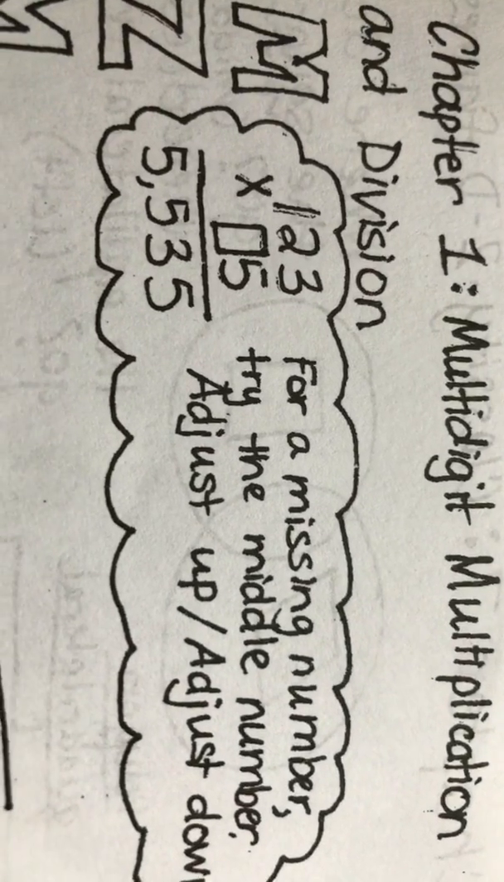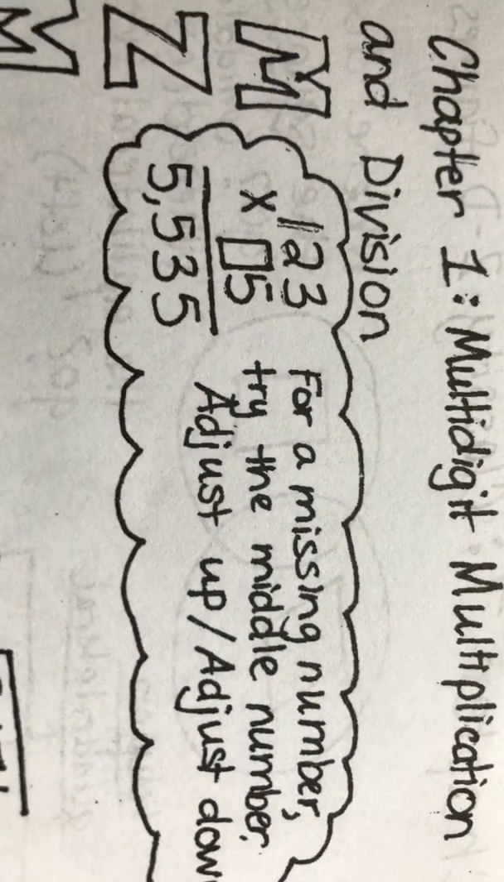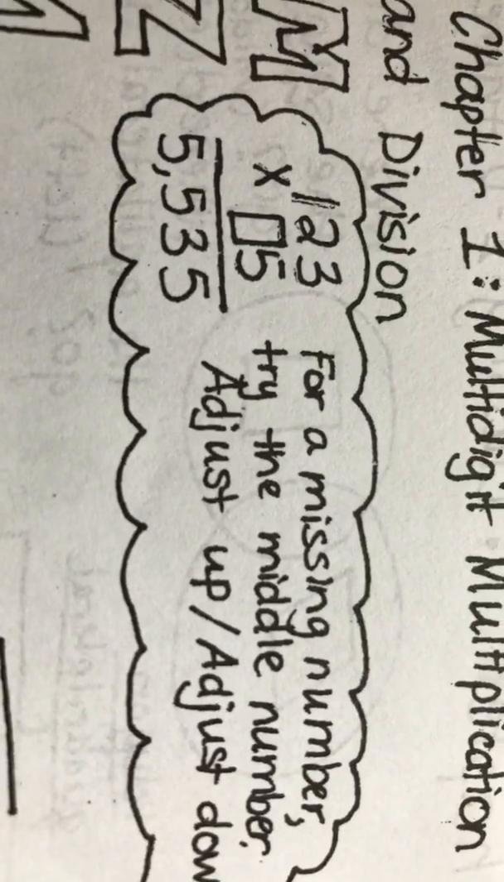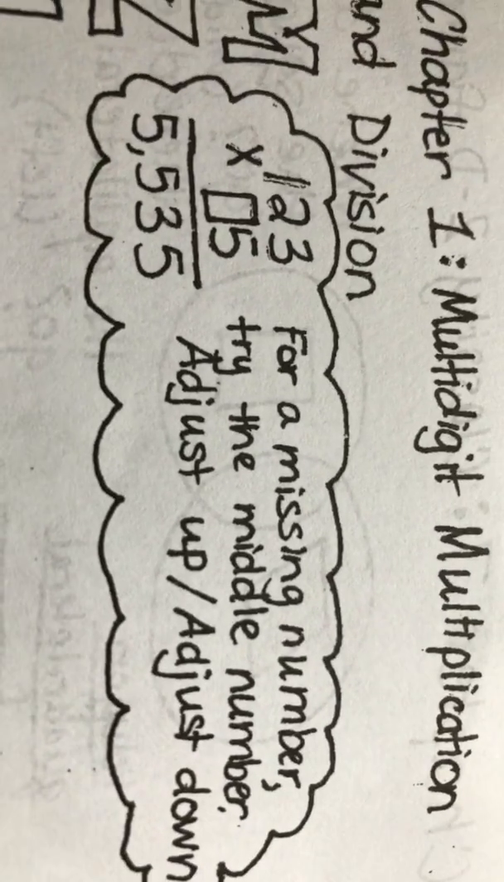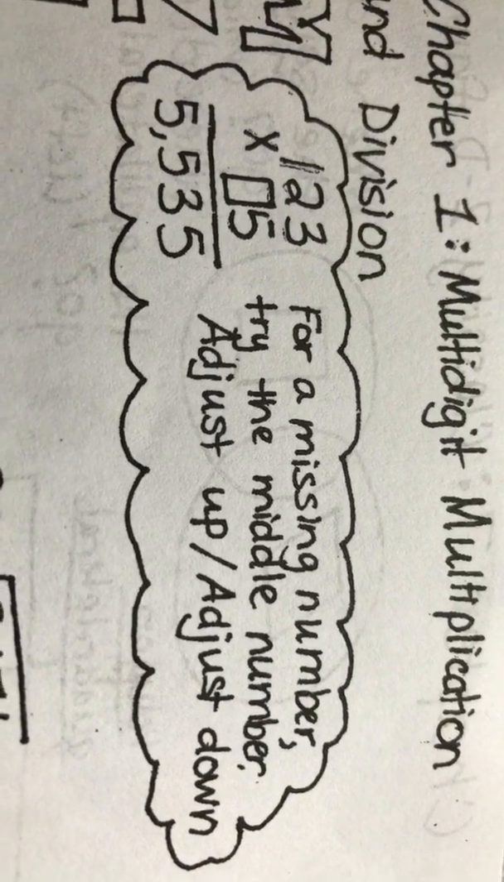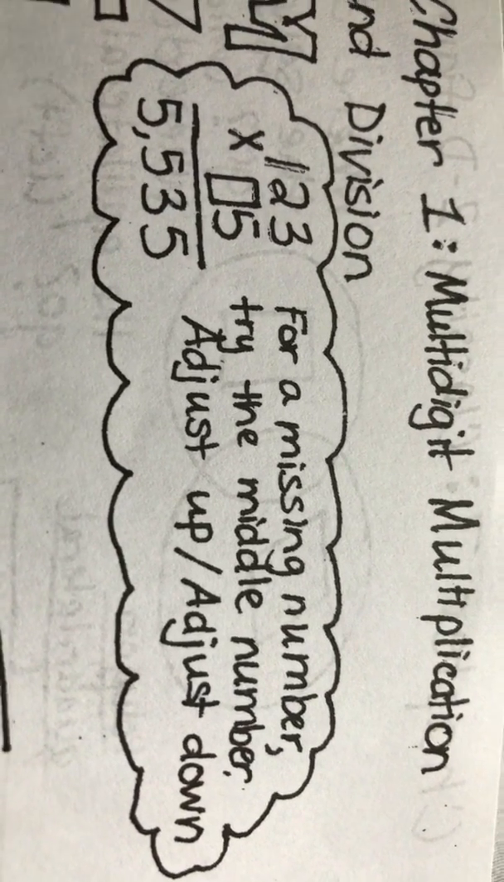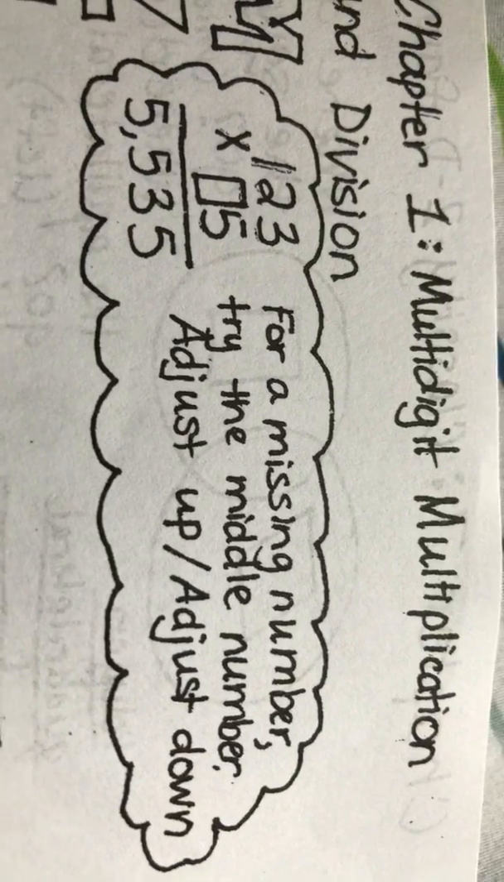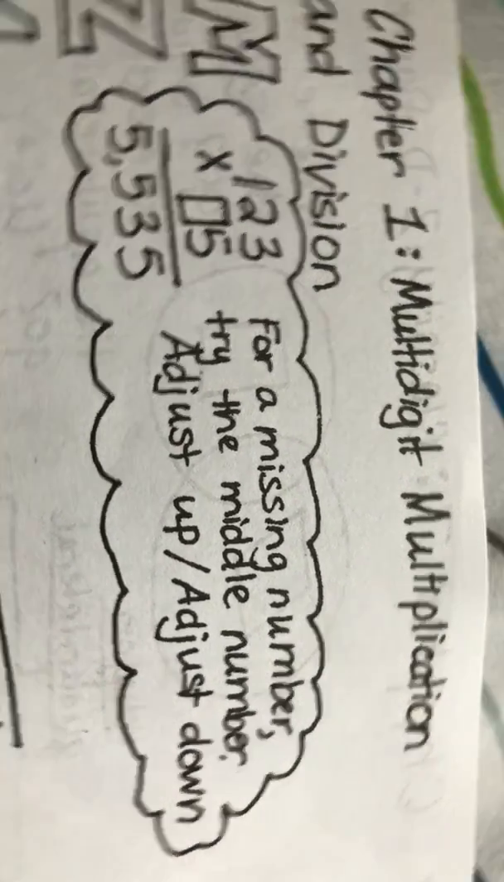We also did some fun questions where we were looking for a missing digit. Please remember that when you're looking for a missing digit, if there are answer choices available, you would try one of them in the middle, get a final product, and then adjust up or adjust down. If there aren't any answer choices, you would start with 5, and again, adjust up, adjust down.